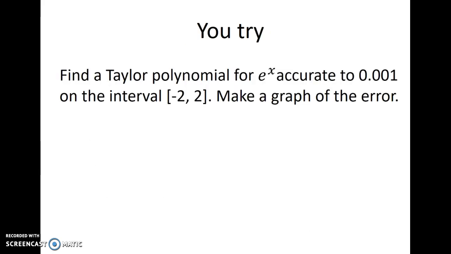I'm going to leave this as an exercise for you to try. You can figure out a Taylor polynomial for e to the x that's accurate to 0.001 using that same technique. I will tell you that it turns out you need a 9th degree polynomial in order to be accurate enough. You can ask questions in class if you're not sure how to figure that out.